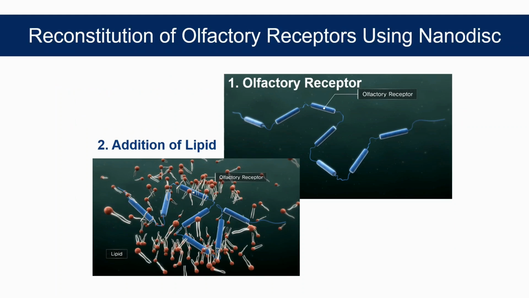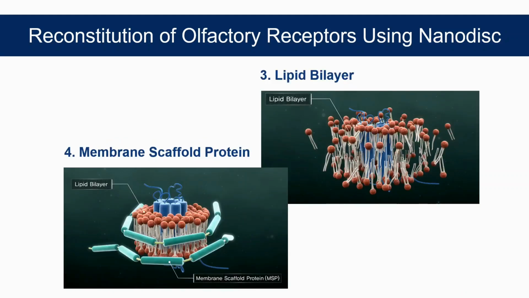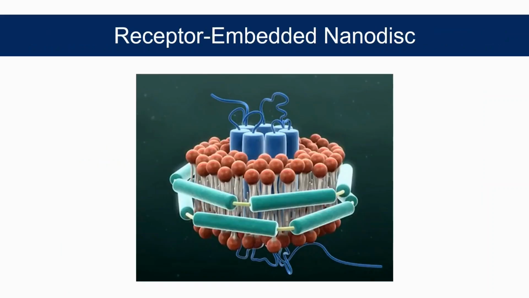So this slide shows the reconstitution steps of this olfactory receptor using nanodisk. As I said, this olfactory receptor is a membrane protein. If it is expressed in the E. coli system, it is in aggregated form, so it should be denatured first completely like this. Then we add a lipid component to provide a membrane environment. Then it will make a self-assembly like this. Then finally, we use the membrane scaffold protein. This membrane scaffold protein will wrap the edge of this lipid bilayer membrane. Then we can obtain this receptor-embedded nanodisk.